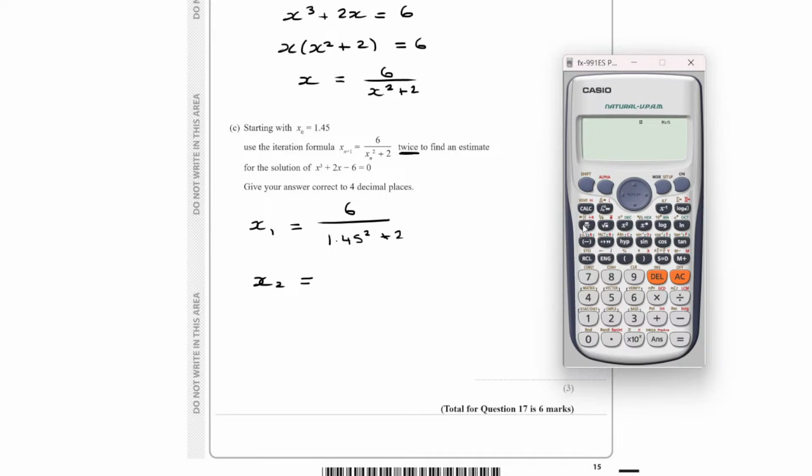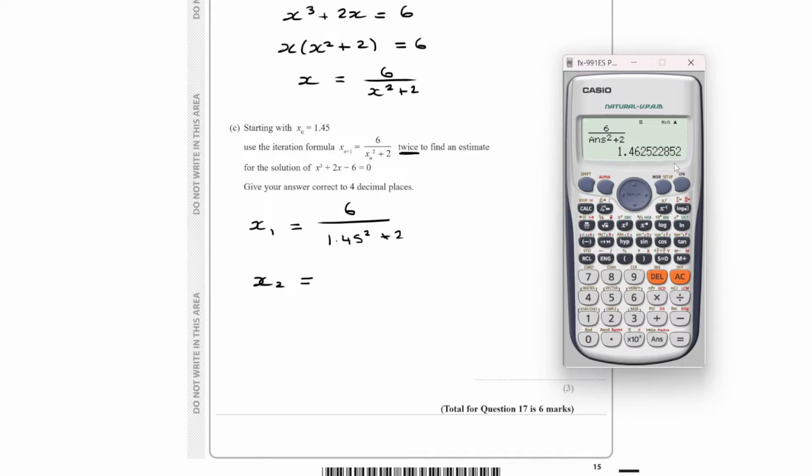Get rid of that and then you type in your formula. So in this case it's 6 over, where it says xn, that's where you put your answer button. And then in this case we're going to square it, and we're also going to add 2. That's what you're going to get. Now because I already inputted my answer as 1.45, if I press equals, it's now giving me the next number, hasn't it?